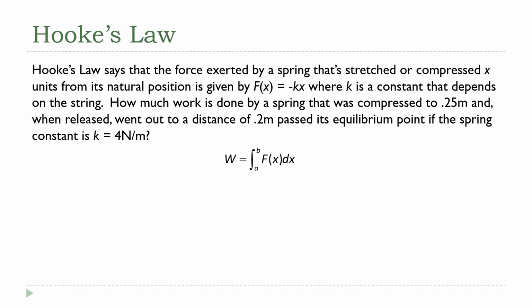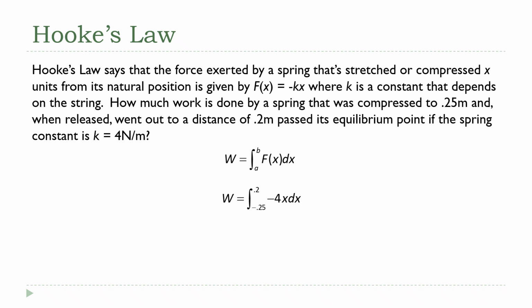So what I want to know is how much work is done by a spring that was compressed to 0.25 meters when it's released and comes back out to a distance of 0.2 meters past its equilibrium point, assuming that the spring constant is 4 newtons per meter. So we've got our formula here, and I'm just going to put Hooke's formula in here. This is going to be negative 4x dx, and we're going from negative 0.25, that's how much it was compressed by, back out to 0.2.